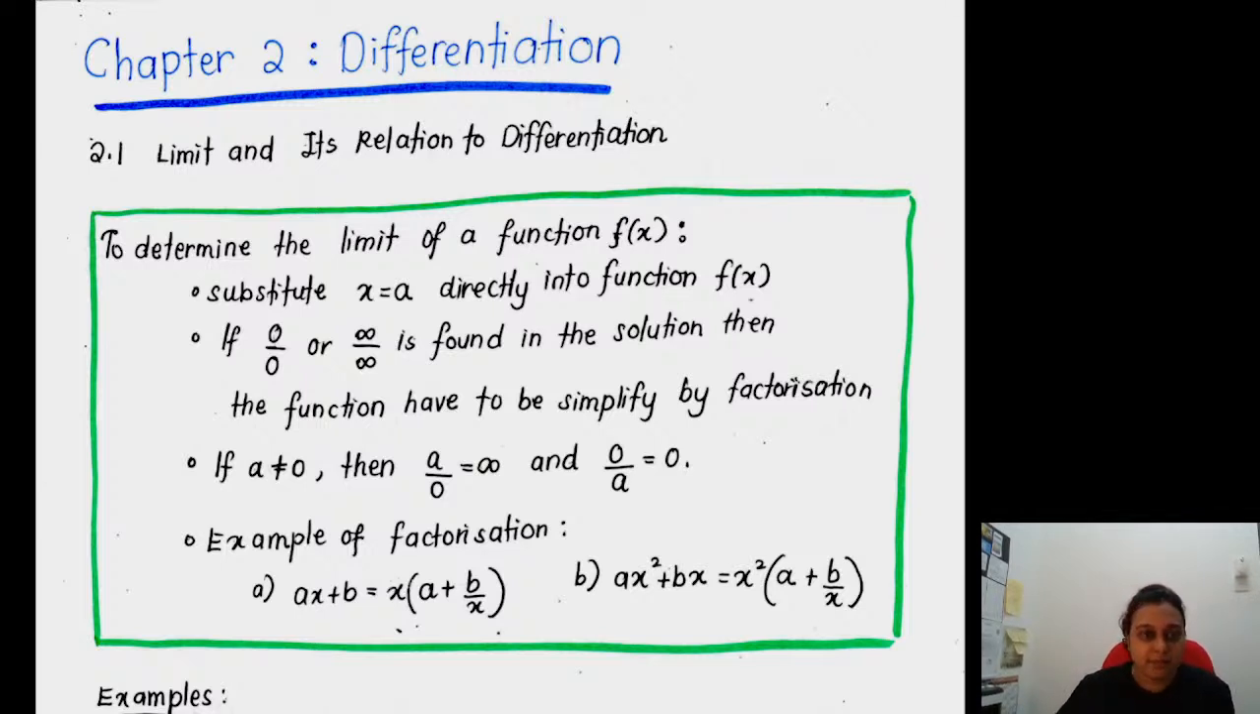Hold on, let me just add it. Actually, my title is supposed to be Form 5 Chapter 2, not Chapter 1. It's supposed to be Form 5 Chapter 2 Differentiation. Let me just edit the title: Form 5 Chapter 2 Differentiation Part 1.